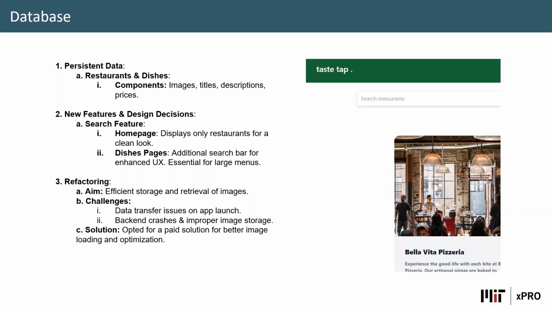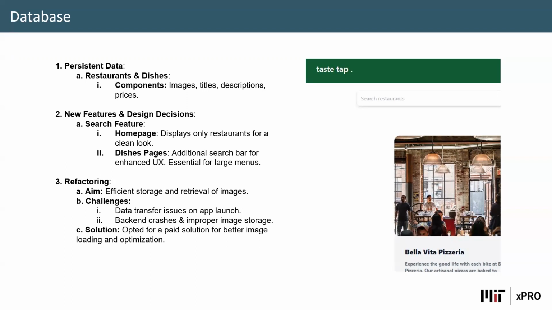The applications, restaurants, and dishes are the persistent factors, with the database storing elements like images, titles, descriptions, and prices where applicable. As per the rubric requirements, I introduced a search feature, but chose a design pathway that ensured the home page remained clean and user-friendly, displaying only restaurants. There's another search bar within the dishes page to create better UX. My thought was that once the full menu was added, a search bar would be essential in helping the user narrow down their preference. Refactoring involves streamlining the structure to efficiently store and retrieve images.